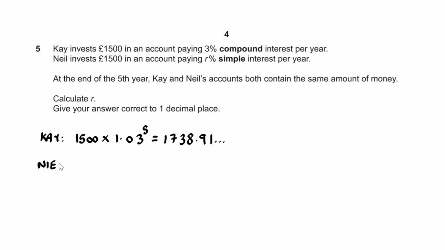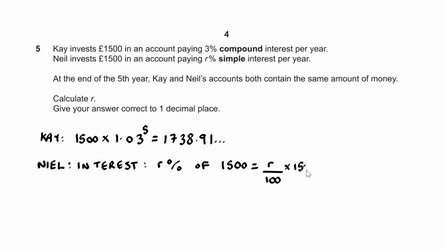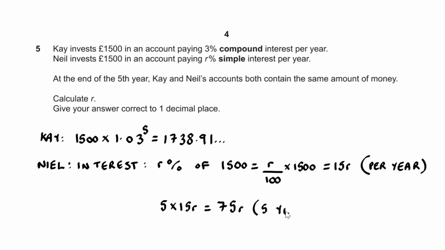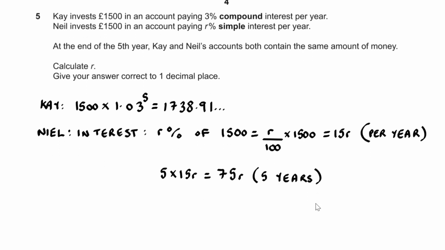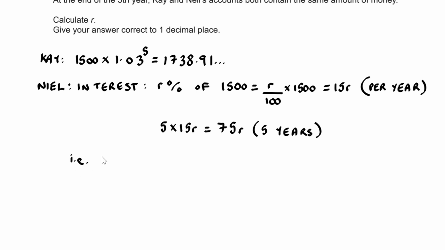And if we consider the situation for Neil, well, the interest, what we'd have here is R% of 1,500, which is equal to R over 100 lots of 1,500, which is 15R. So this is the interest per year. How does this help us? Well, in 5 years, what we'd have is 5 times by 15R, which is 75R. So here is the interest over 5 years. And therefore, the total amount he'd have would be the original 1,500 plus 75R.